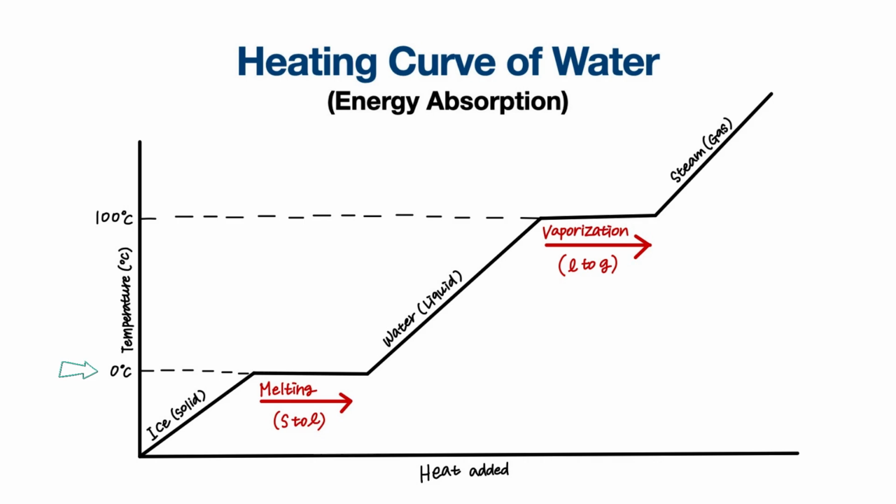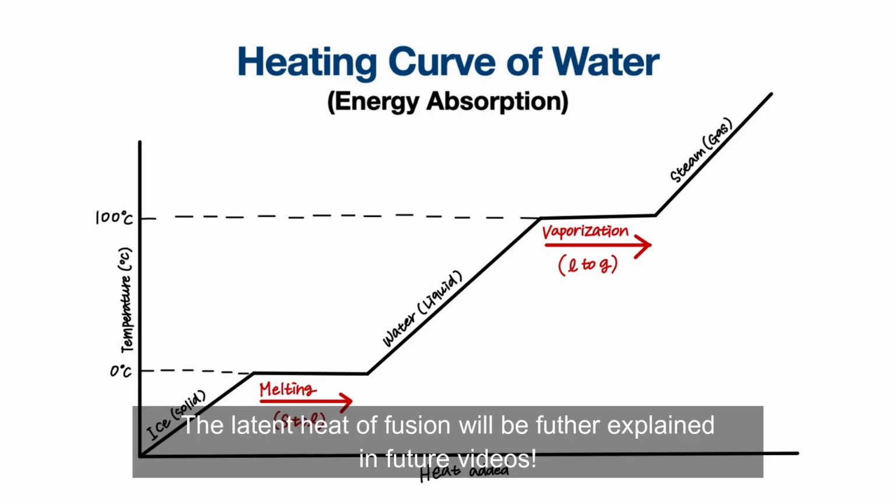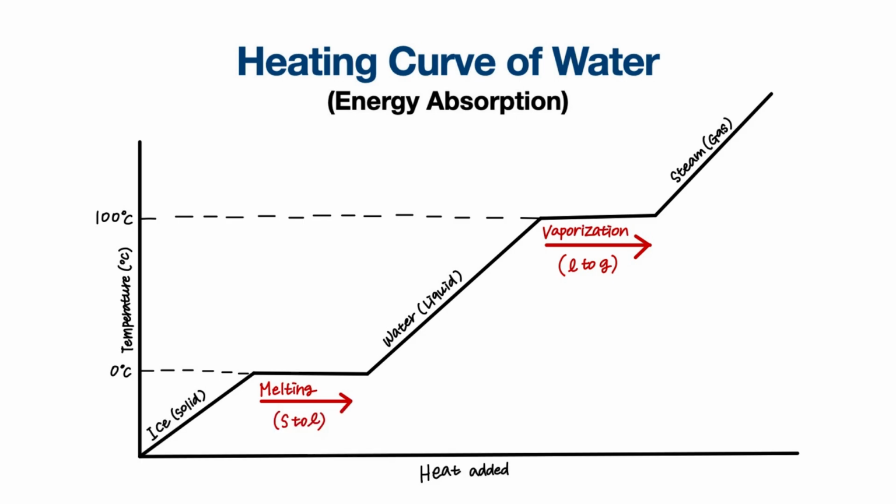At this point, the temperature remains constant as the ice melts into liquid water, even though heat continues to be added. This flat section of the curve represents the latent heat of fusion, the energy required to change ice to water without changing temperature. Once all the ice has melted, the temperature of the liquid water begins to rise again as more heat is added.